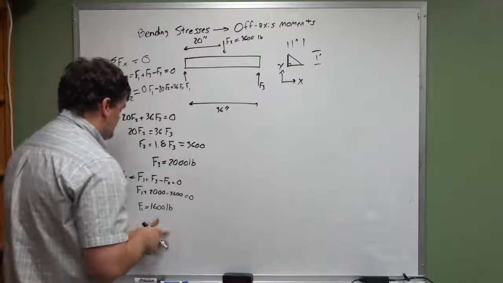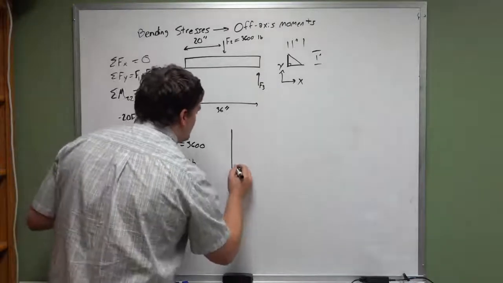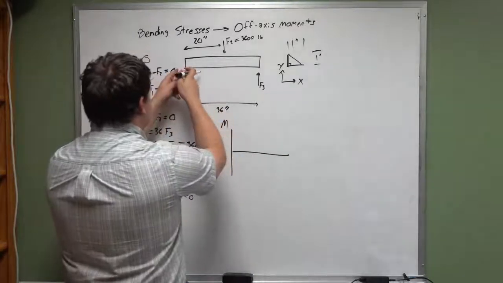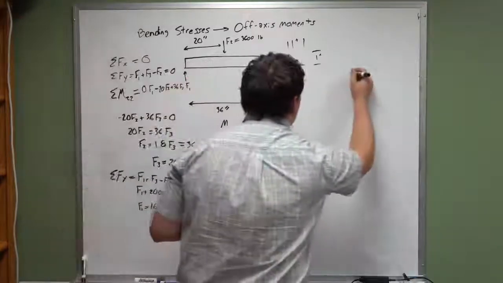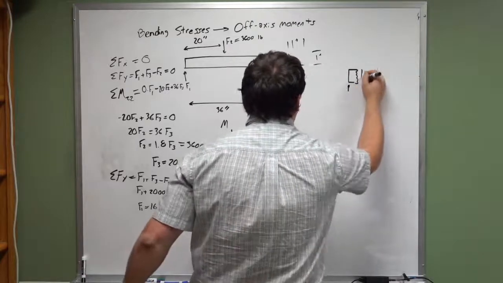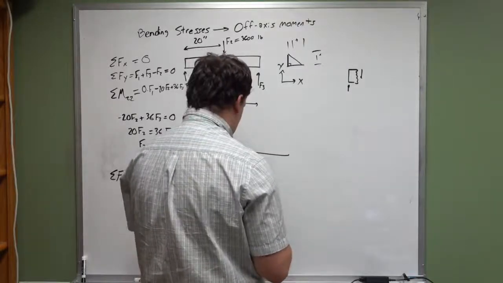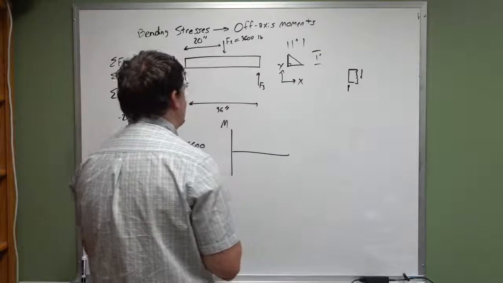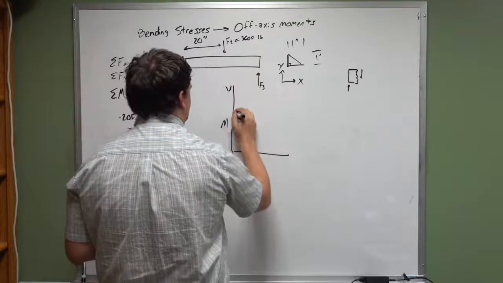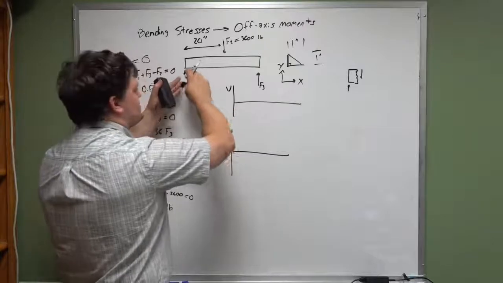Okay, so we know what these are. I'm going to go ahead and draw my bending moment diagram. Okay, and then we'll take a small cross section right here at F1. At F1, we got this load, we got this load. Dang, I'm going to have to draw my shear diagram. That sucks. I'll draw it right here. So we got V, here with F1 being 1,600 pounds.